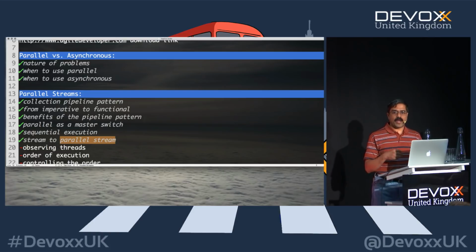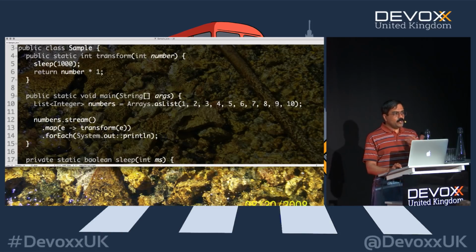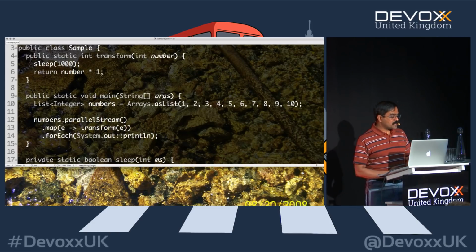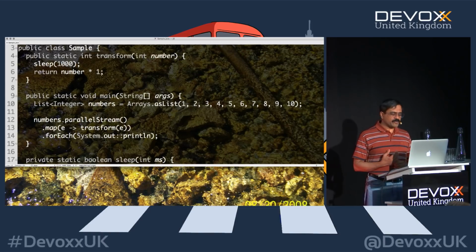There are two different ways to make it really run in parallel. The first approach is, if you are the creator of the stream, you can simply say parallelStream right here to execute it. So in this case, of course, it's a parallel stream. Now notice I did not do anything different here.